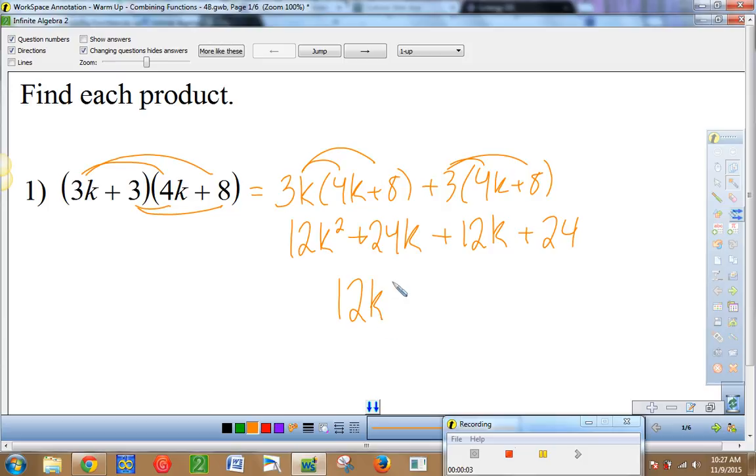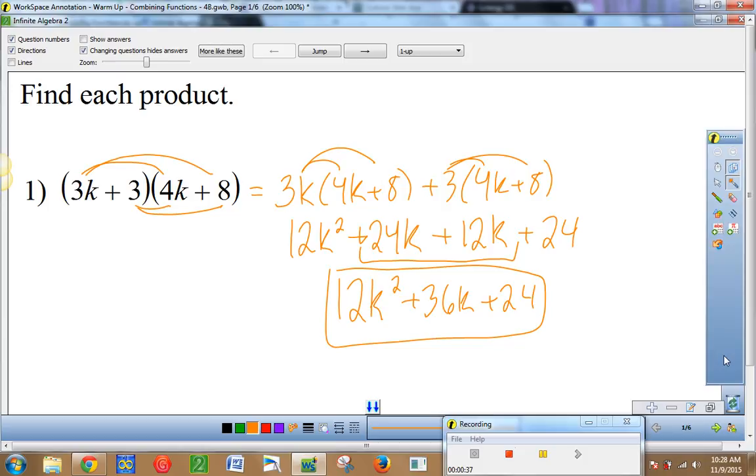12k squared plus 36k, good, plus 24, beautiful. So you can combine these guys together. Good. Nothing too terrible, right? Not too bad? Alright. How about this guy?